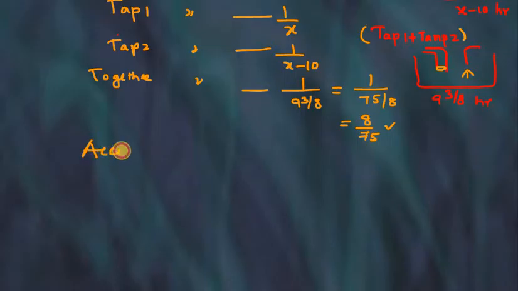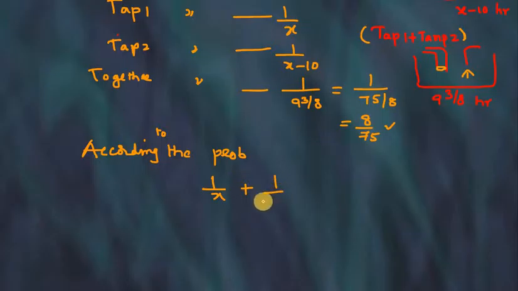So according to the problem, tap 1's 1 hour portion plus tap 2's 1 hour portion is the same as what both fill together in 1 hour. So by this we get the equation.